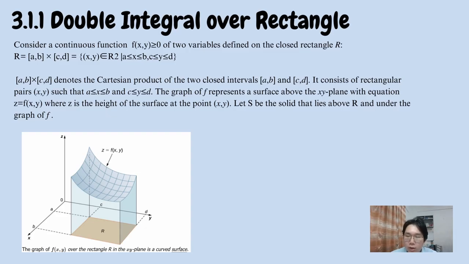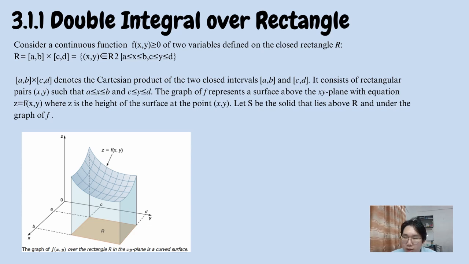First, let us come to the double integral over rectangles. As you can see, the basic setting of a double integral over a rectangle is R equal to [a,b] × [c,d], which means (x,y) is a subset of R², where a ≤ x ≤ b and c ≤ y ≤ d. [a,b] and [c,d] denote the Cartesian product of the two closed intervals. It consists of ordered pairs (x,y) such that a ≤ x ≤ b, and also c ≤ y ≤ d.